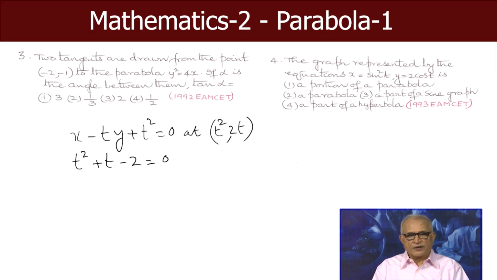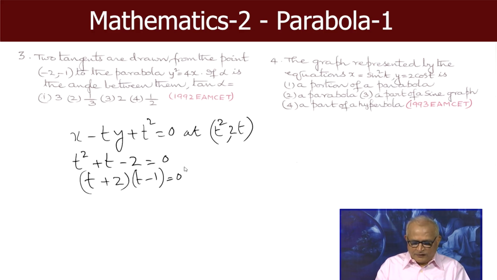And I made use of the condition that this tangent passes through (-2, -1), so that (-2, -1) satisfies this equation. ఈ సమీకరణాన్ని సాటిస్ఫై చేయాలంటే t² + t - 2, or (t + 2)(t - 1) = 0. అంటే t = 1 or -2. కానీ దీని స్లోప్ ఎంత? టాంజెంట్ 1/t. So slopes of the two tangents that can be drawn from (-2, -1) to the parabola are the values of 1/t when t = 1 and t = -2. So slopes are m1 = 1, m2 = -1/2.